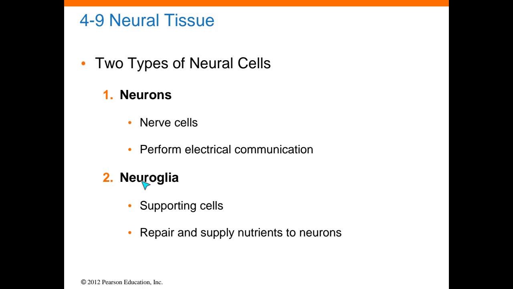Functions such as recycling the neurotransmitters, that's the function of neuroglia. Making sure that the neuron stays clean, like a housekeeping type of function. Neuroglia perform that for the neuron. So neuroglia mainly work for the neuron, okay?